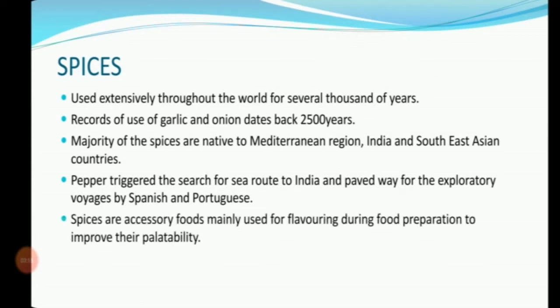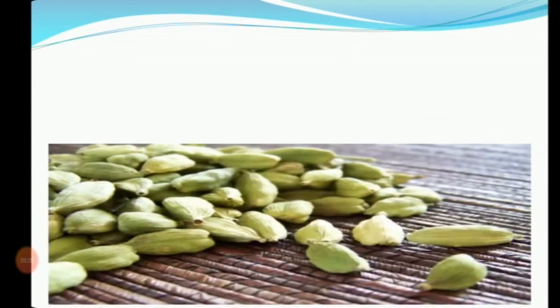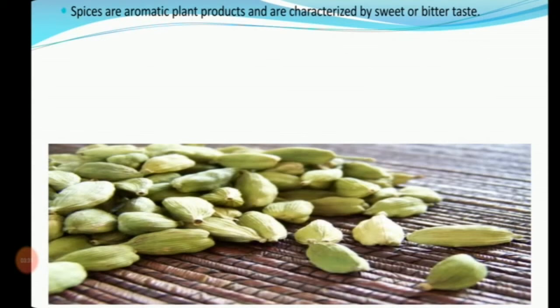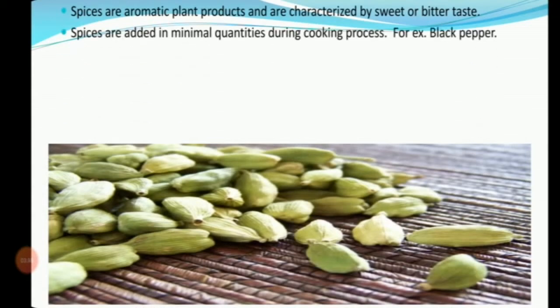Spices are accessory foods mainly used for flavoring during food preparation to improve their palatability. Spices are aromatic plant products characterized by a sweet or bitter taste. Spices are added in minimum quantities during the cooking process. They are not added much; they are used in very little quantities, but they give a very sweet smell and taste. For example, in cooking we use only a very little black pepper.